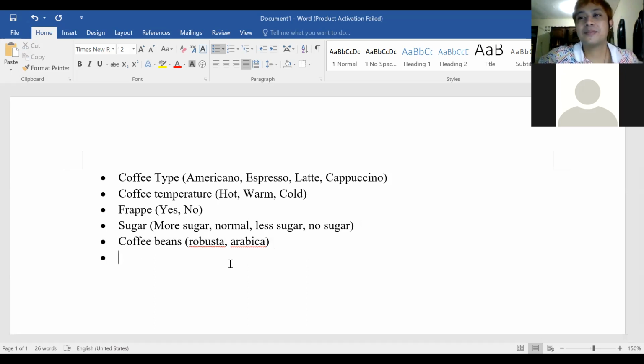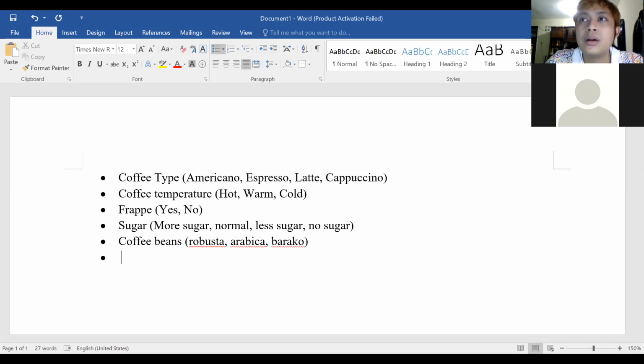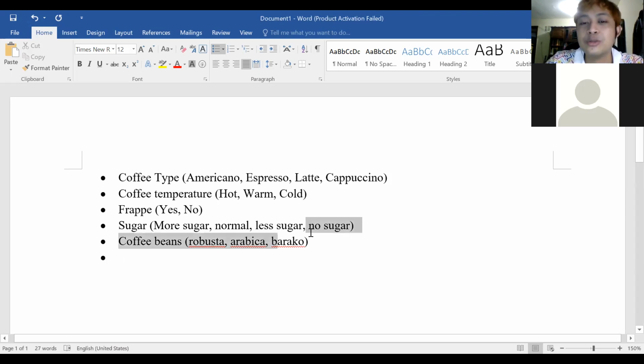Have you tried Barako beans? What's Barako? It's from the Philippines. Yeah, so matapang. Barako, yeah, this is one. I like Barako too. I think Barako is okay for me, but it's not too general.